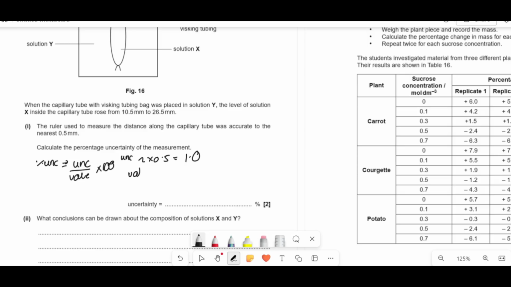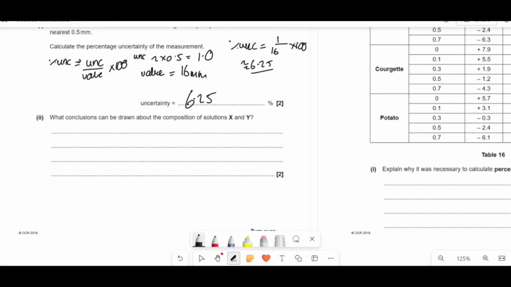Now the actual value that they measured is the difference between these two, which is going to be what, 16 millimeters, right? So then to work out the percentage uncertainty, all you do is 1 over 16 times 100. And if we do that, we get 6.25. There you go, 6.25%. Then it says, what conclusions can be drawn about the composition of solutions X and Y?